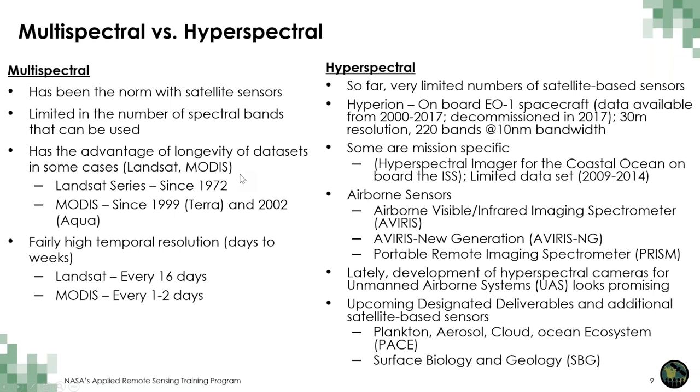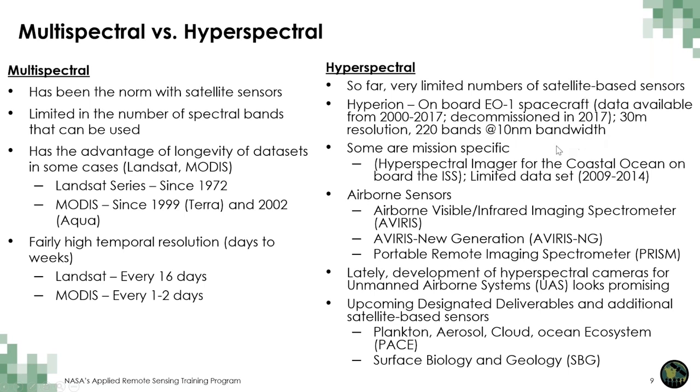When you think about the Landsat series, for instance, it's been around since about 1972. And the MODIS series, both in Aqua and Terra, they've been around since the late 1990s or early 2000. And also, they have a fairly high temporal resolution on the order of days to weeks. In the case of Landsat, it's every 16 days. In the case of MODIS, every 1 to 2 days also. So there's a lot of data associated with multispectral sensors that can be used for both land and coastal and ocean systems.